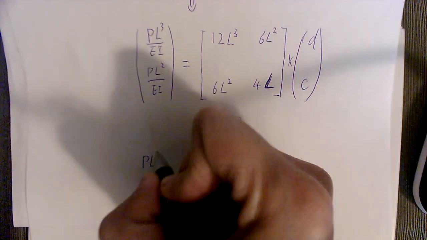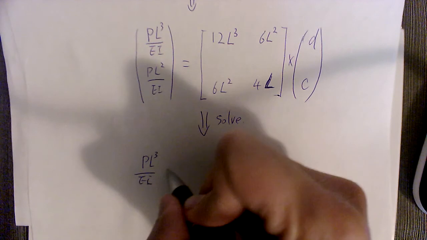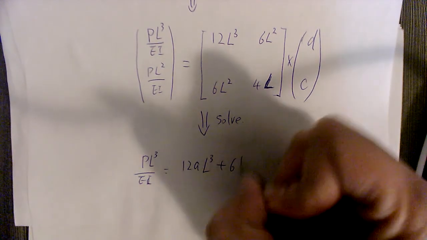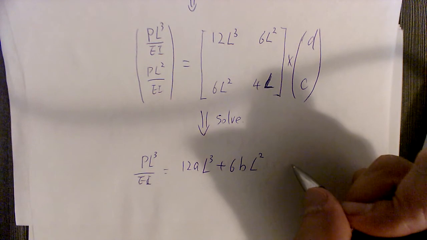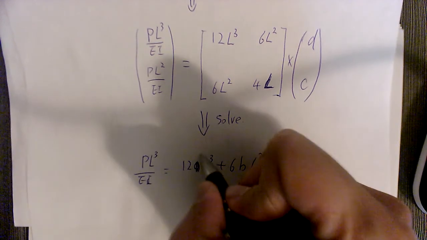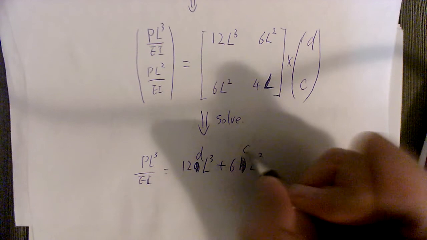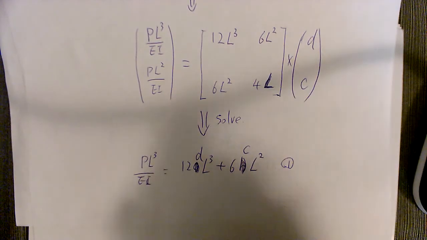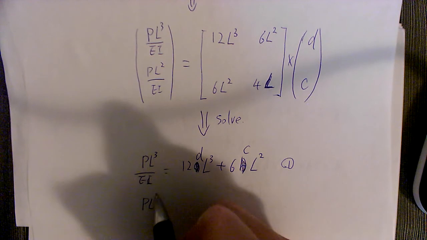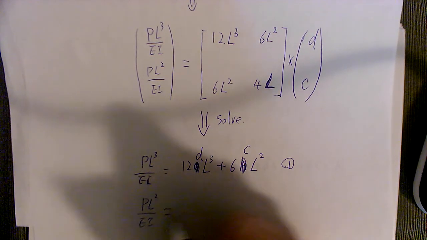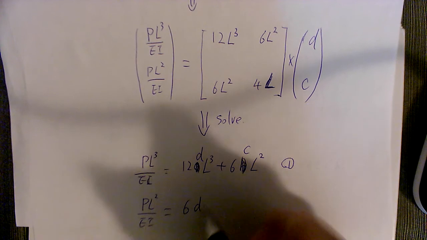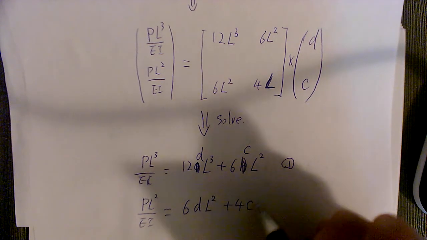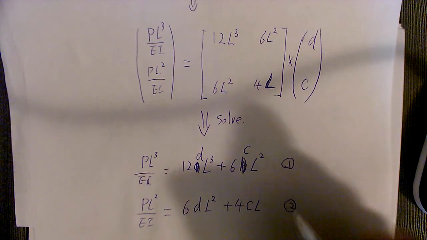Let's rewrite it. There's going to be a lot of paper. PL3 over EI equals 12 L third plus 6 L second, times D and C. Let's call this equation number 1. And then we have PL second over EI equals 6D L second plus 4C L. Let's call this equation number 2.